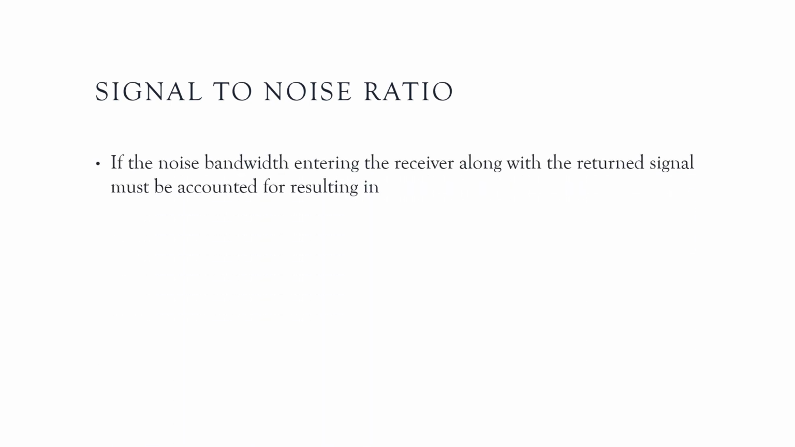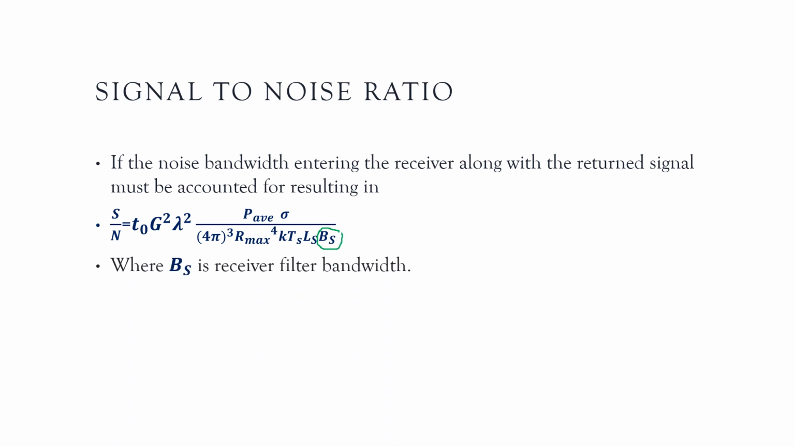If the noise bandwidth entering the receiver along with the return signal must be accounted for, that means the noise bandwidth is also included. So here we include this one, which is also reciprocal of R_max, where B_s is the receiver filter bandwidth.